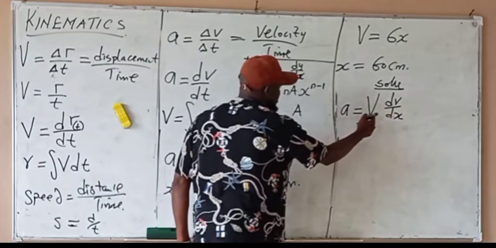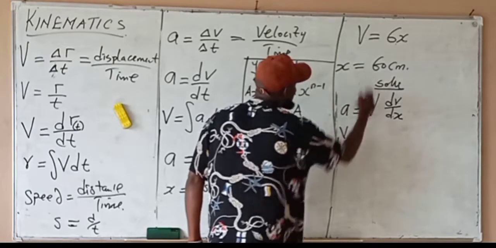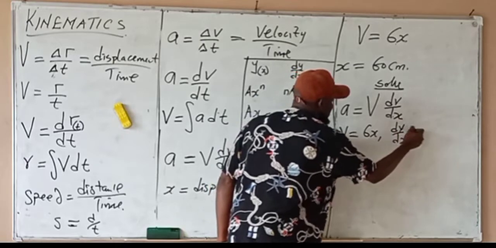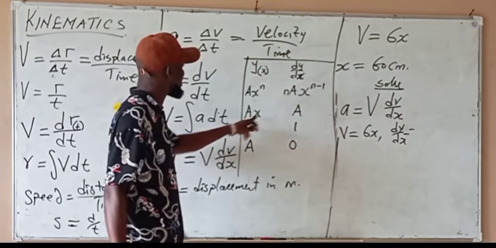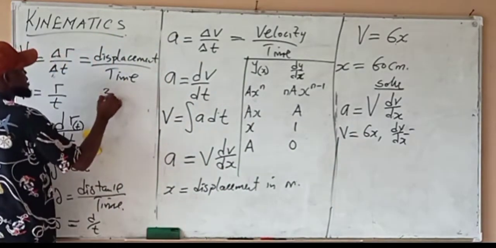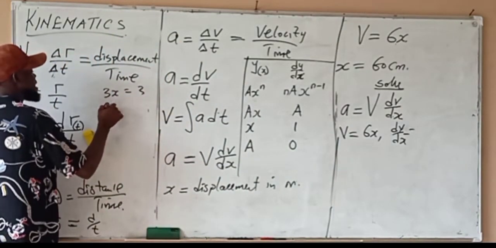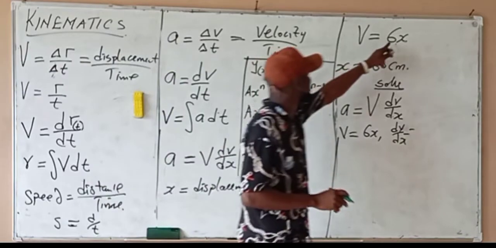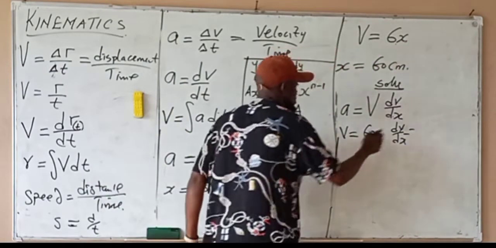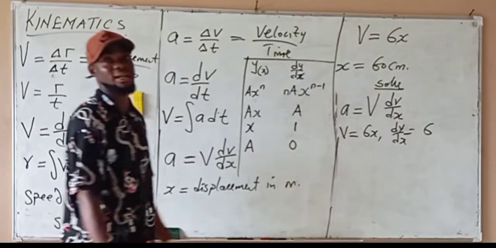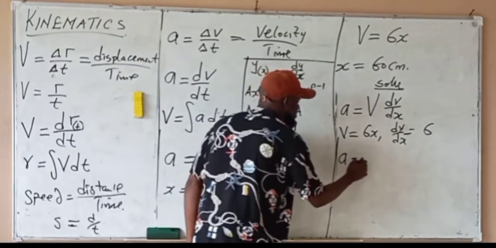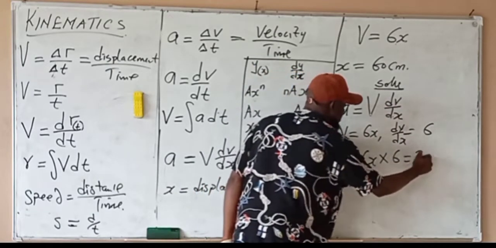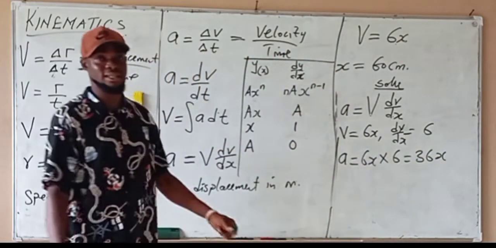So, remember, from the question, v is equal to 6x. Now, what is dv over dx? How will you differentiate 6x? If I differentiate 3x, the answer will be 3. Differentiate 9x, the answer will be 9. If I differentiate ax, the answer will be a. So if I differentiate 6x, the answer is going to be 6. So our acceleration will now become v, which is 6x from the question, times dv over dx, which is 6. That will be 36x. 6 times 6 will be 36x.